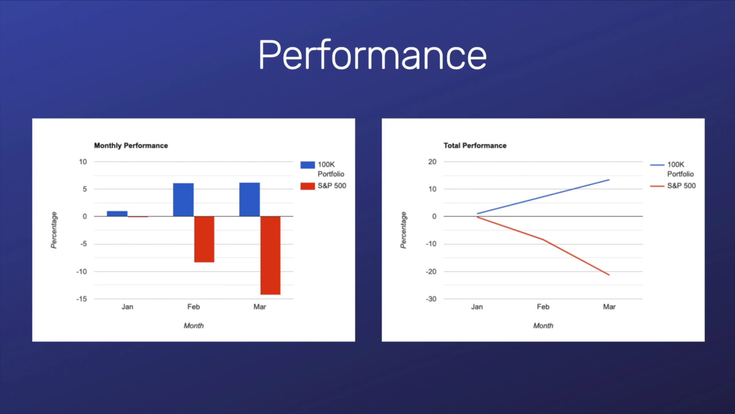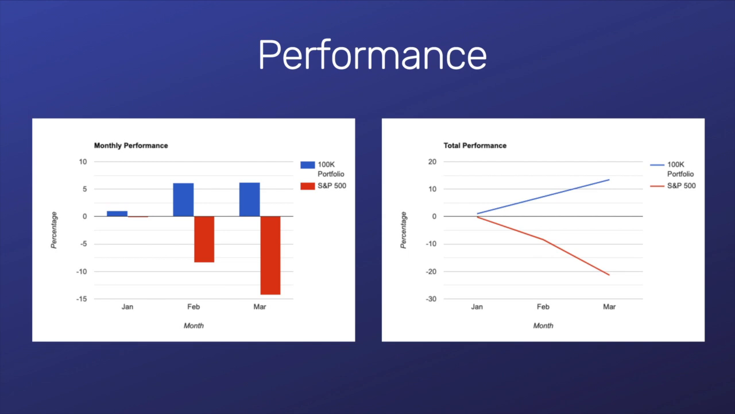The first graph on the left is a bar chart of the monthly returns of the portfolio based on initial capital. So the 100K portfolio returned 1.05% in January, 6.18% in February, and while March isn't over, the portfolio has returned 6.20% so far. In that same time frame, the S&P 500 returned negative 0.16% in January, negative 8.41% in February, and is currently down negative 14.31% in March.